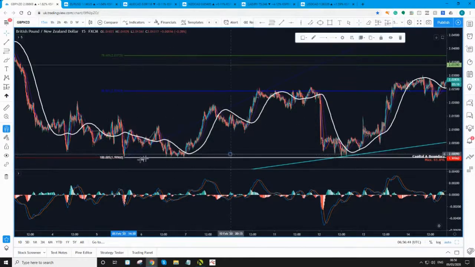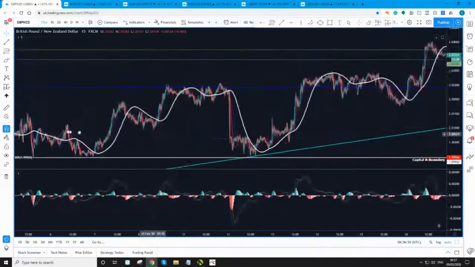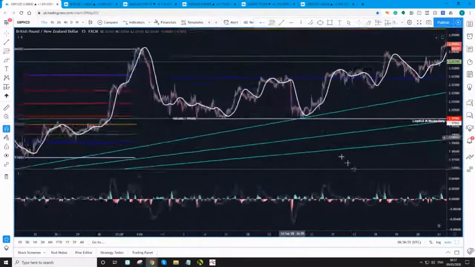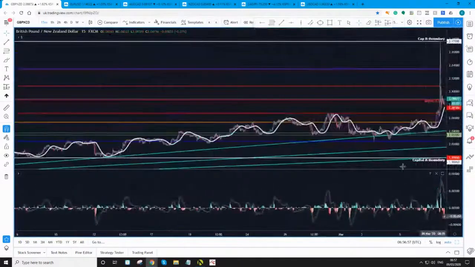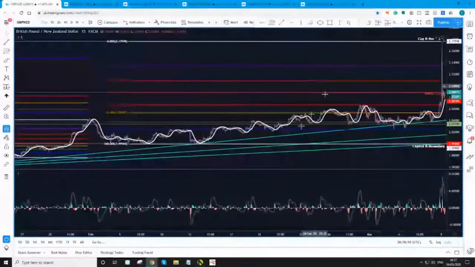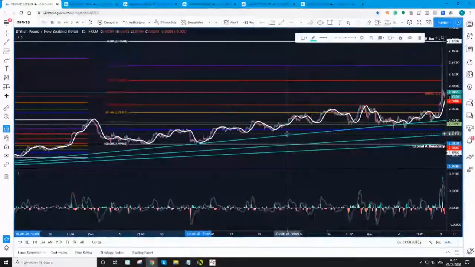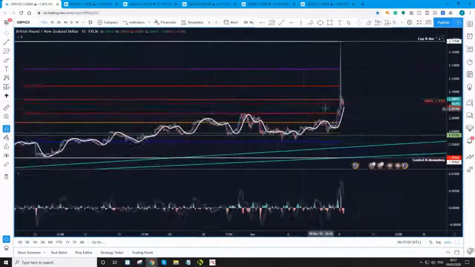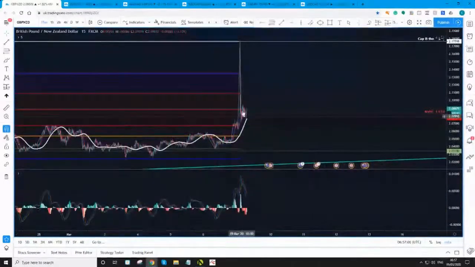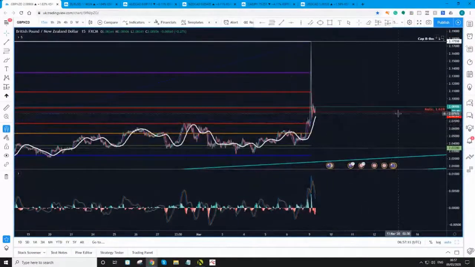Okay, hold on. Here we go. And some of these lines I can clean up as well. Don't need them anymore. Okay, so there we are. And sure enough, maximum 50% retracement there.